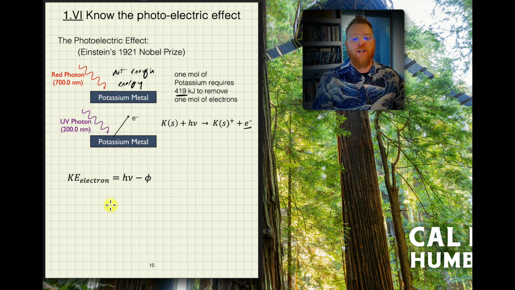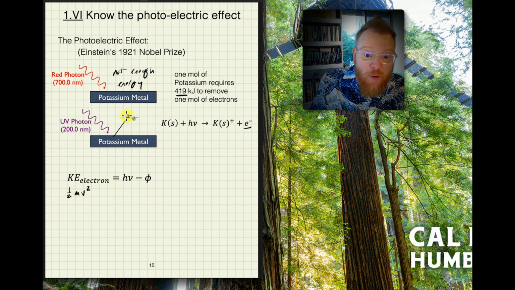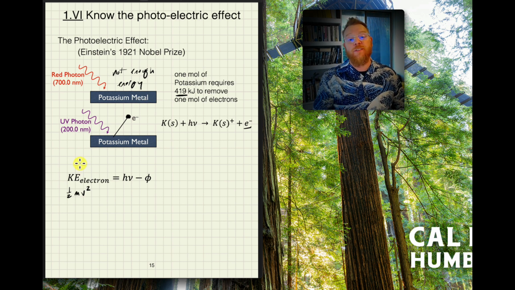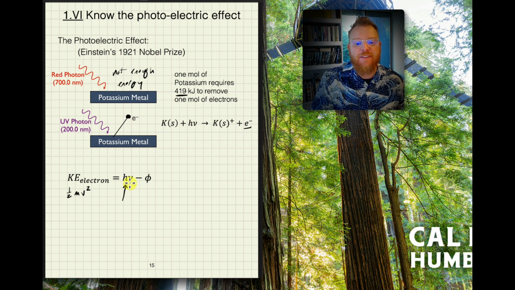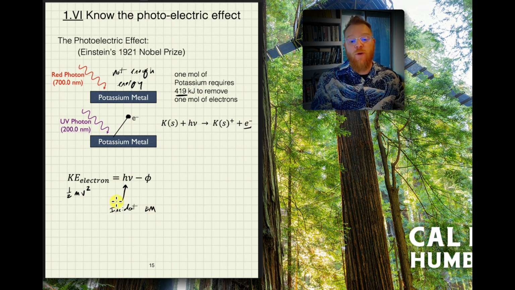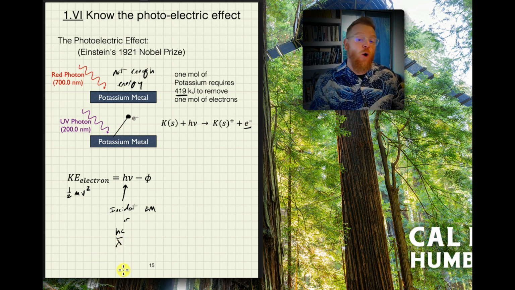So the equation for the photoelectric effect goes as the following. The kinetic energy of the electron, which can be described by 1/2 mv squared, so it is a particle that's flying off the surface, it has mass, it has velocity, is equal to the incident EM radiation. We're writing that as h nu, or it could be written as hc over lambda, right? It's the energy of the incident radiation.